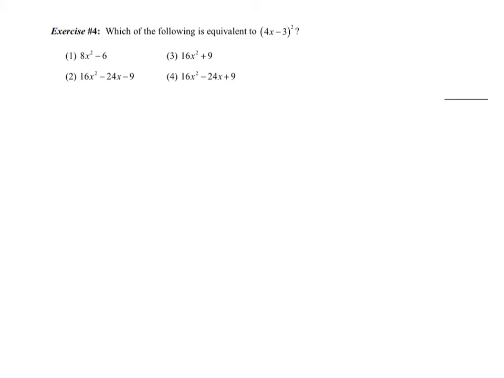Exercise 4. Which of the following is equivalent to the quantity 4x minus 3 squared? Notice how I read that. I saw the parentheses first, so I said the quantity 4x minus 3 and then squared. So all you have to do is be real careful with that squared and just remember to say squared means write it twice. So I'm saying 4x minus 3 times the quantity 4x minus 3.